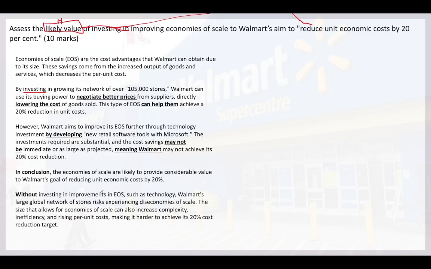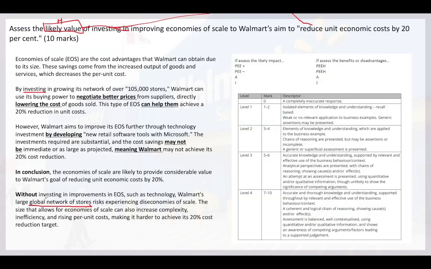Now, all of this sounds quite textbooky. Okay, 20% cost reductions in the question, so that's not context. Now, this does have context in it. This needs to have context in it for it to count. So, large global network of stores. This is application, because they're a global company and it says it in the case study. Okay, so is it perfect? Probably not. Is it level 4?